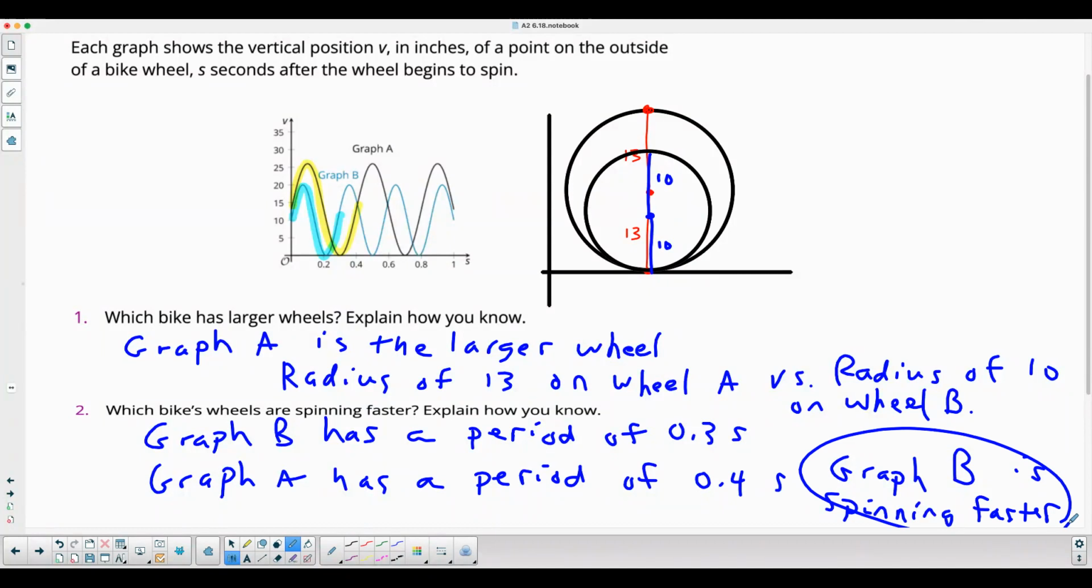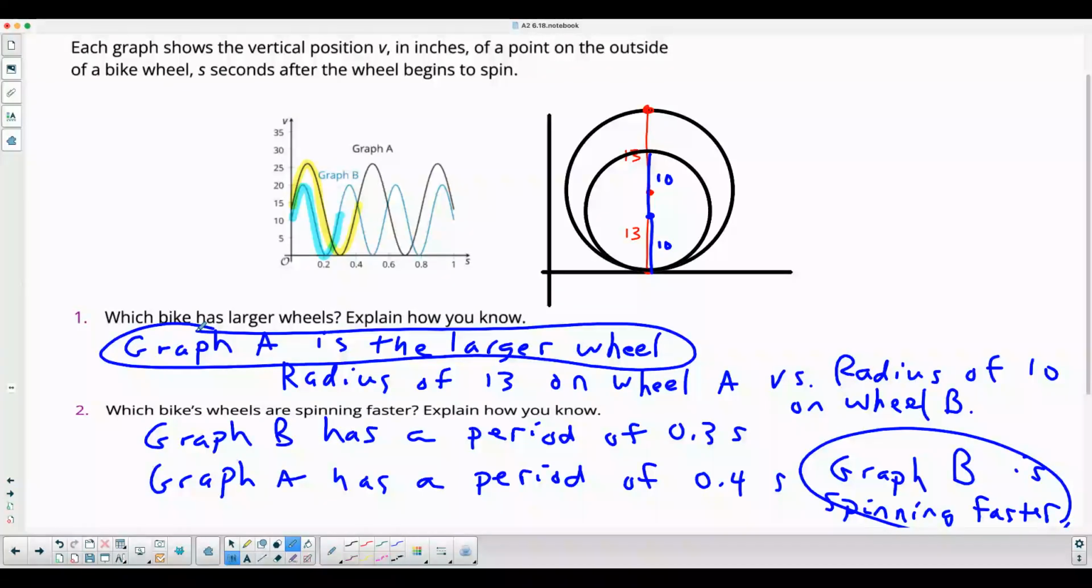Okay. I also had some students when we did this in class, they said that graph B completes more full cycles in the same amount of time. So you could also think of it like that too. If you just say, okay, that's 1 period, 2 periods, 3 periods, 3.5 periods basically, versus graph A completes 1, 2, 2.5. So, obviously it's going to spin more times in 1 second, so it's obviously going faster. That would be acceptable as well.